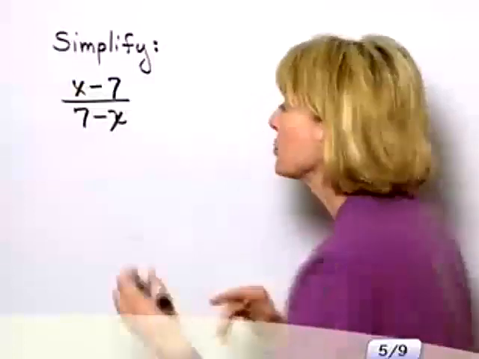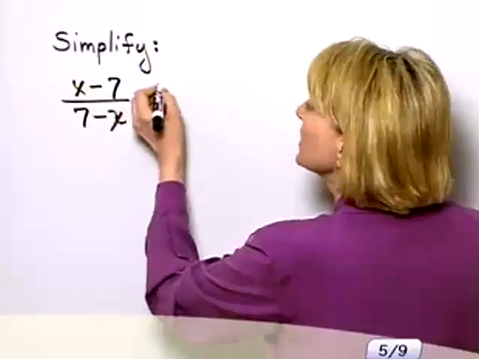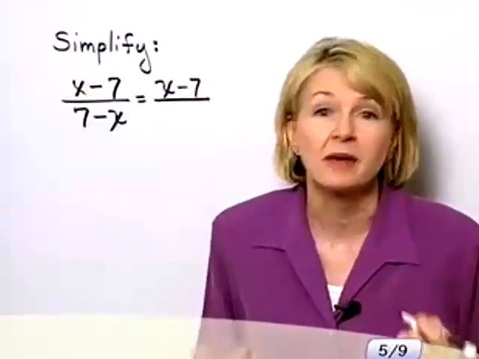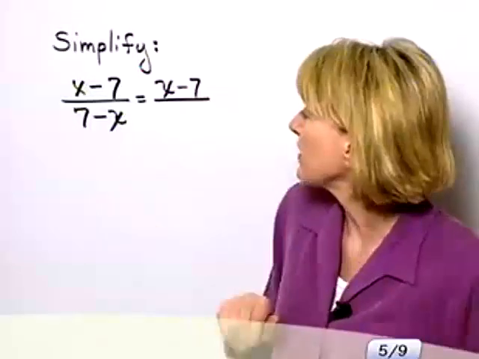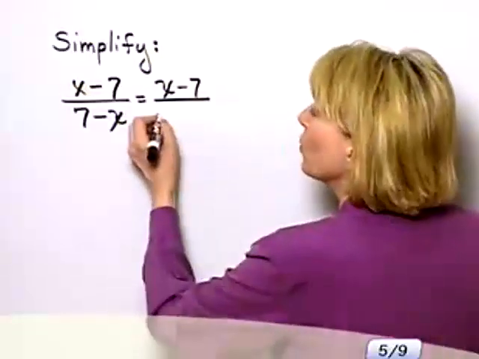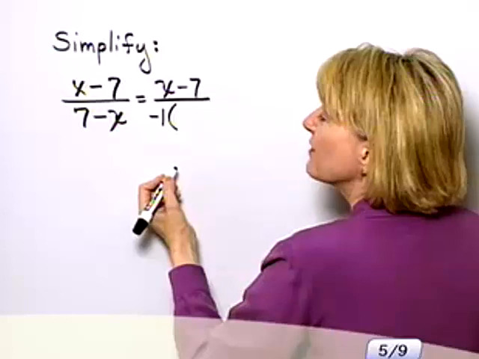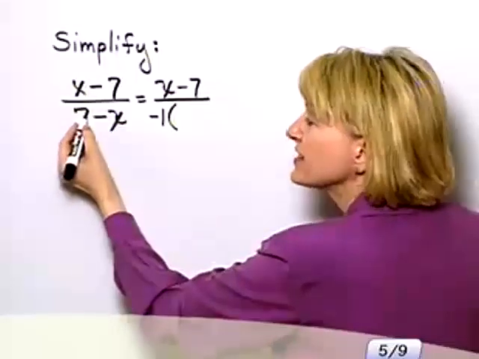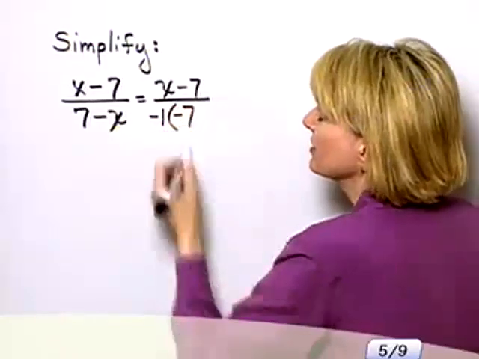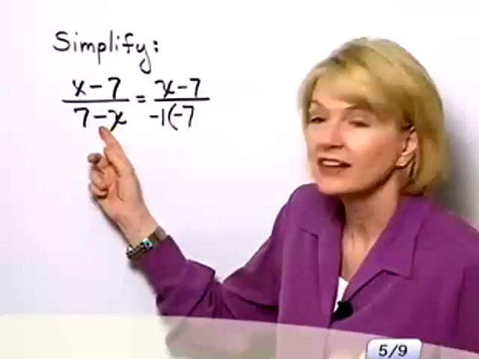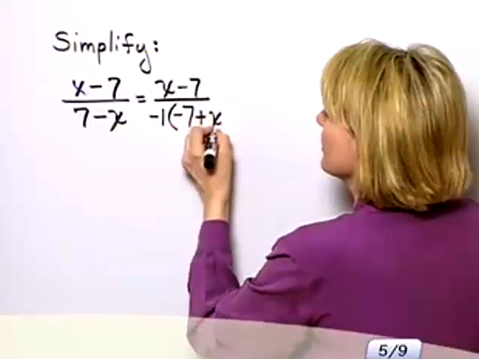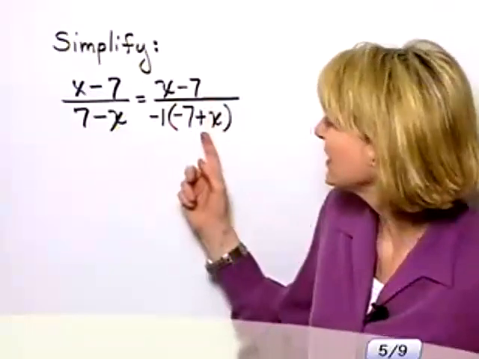The answer is yes. We can do the following. Pick either the factor in the numerator or the factor in the denominator. It makes no difference. I'll pick the factor in the denominator, and I will factor out a negative 1. Watch what happens when I factor out a negative 1. What is 7 divided by negative 1? Well, that's negative 7. And I can think of this as negative x divided by negative 1, which is a positive x. So I can write plus x.